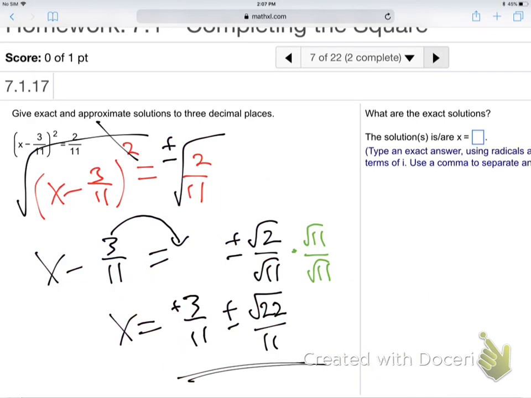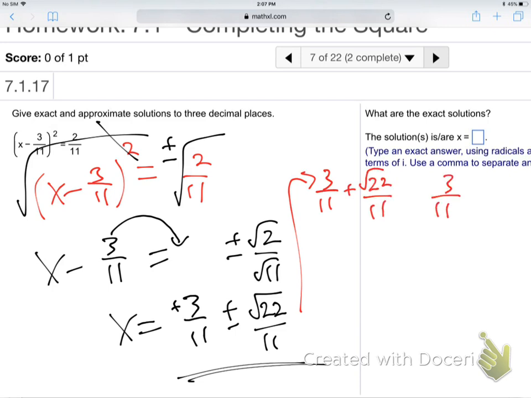Yeah, so it asks for decimal answers later. And I did it right. I checked even online with a calculator that would let me enter parentheses and all that. Okay, let's do it. That's a good question. You guys have your calculator? That's a good one to do. So 3/11 plus root 22 over 11, and the other one would be 3/11 minus root 22 over 11.